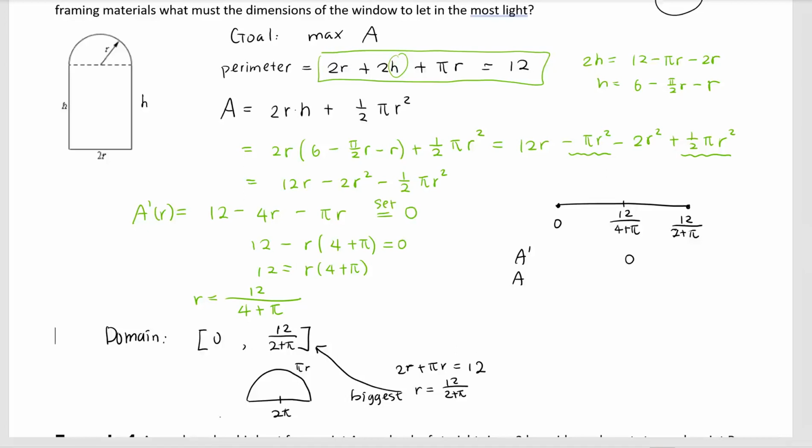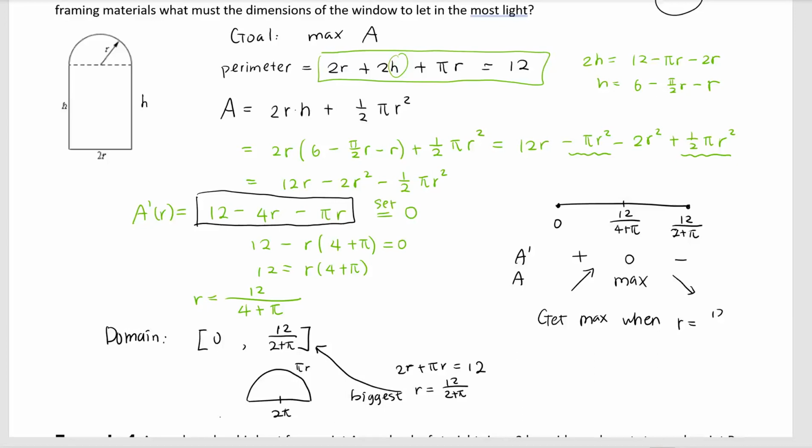It's okay. So we plug in 0 into A prime. This is A prime. When we plug in 0, we get 12. So 12 is positive. And then this guy, imagine, is a big number. So 12 minus some big number is going to eventually be negative, right? So A is then increasing, decreasing, you get maximum, right? So we actually get maximums when the R is 12 over 4 plus pi.